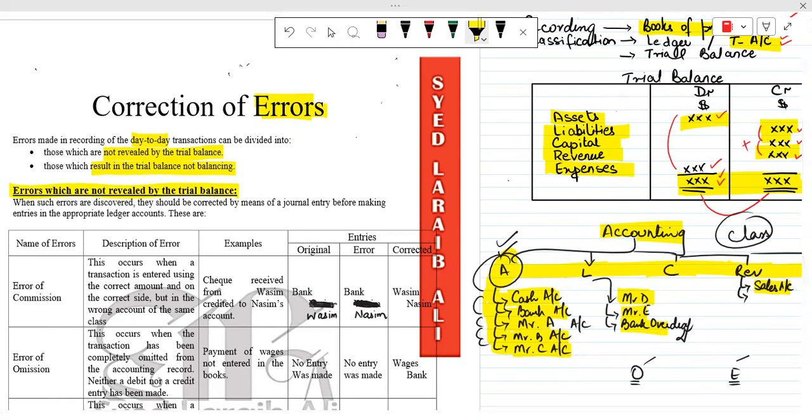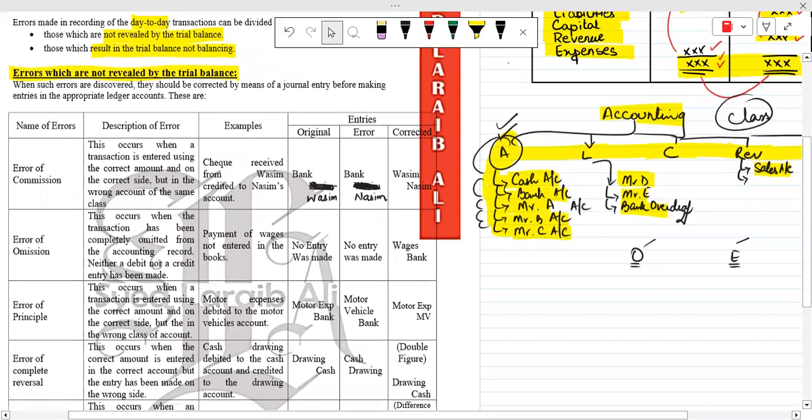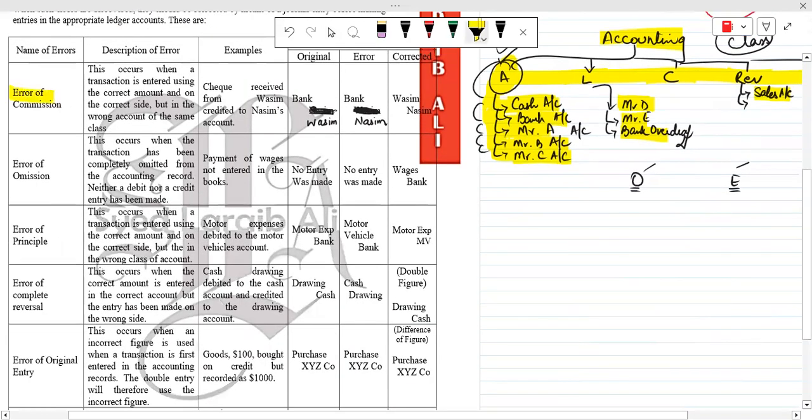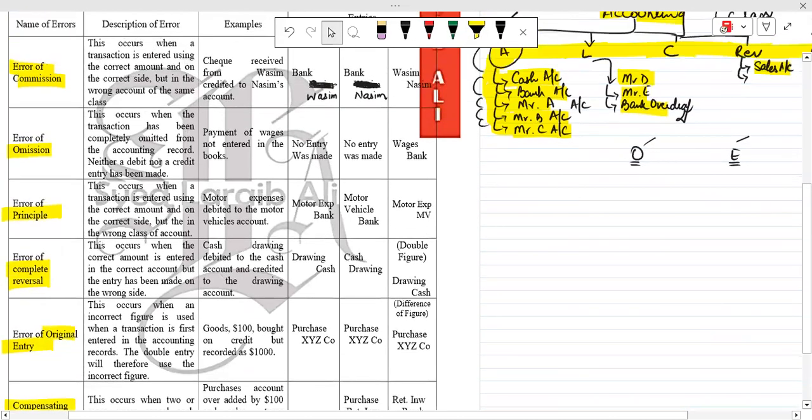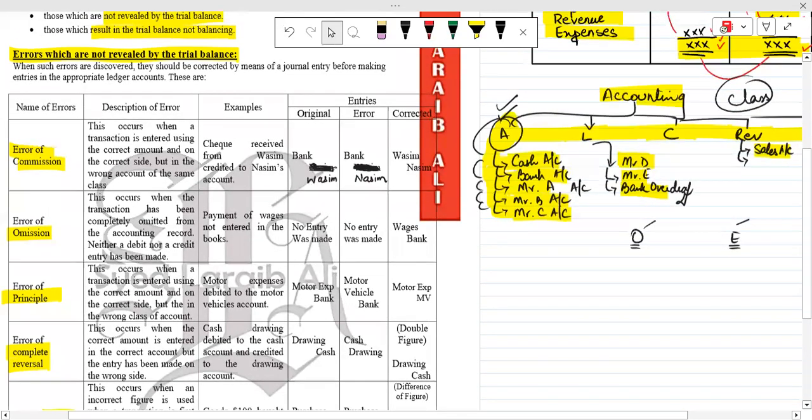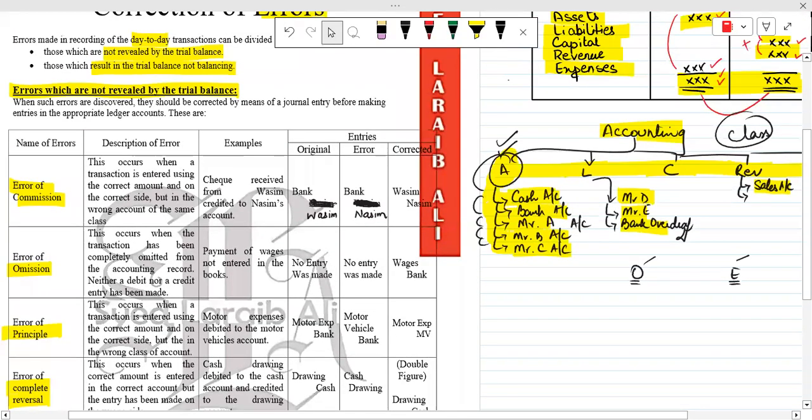What are those errors? Guys, these errors are called error of commission, error of omission, error of principal, error of complete reversal, error of original entry, and compensating errors. These are the 6 types of errors which are not revealed by the trial balance, which are not going to be discovered by the trial balance.